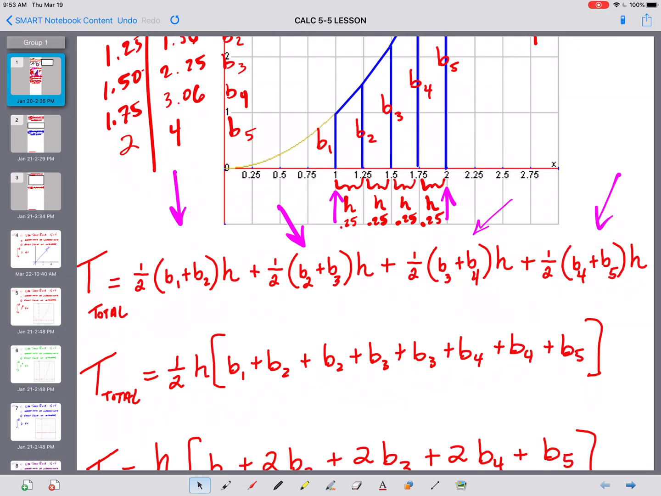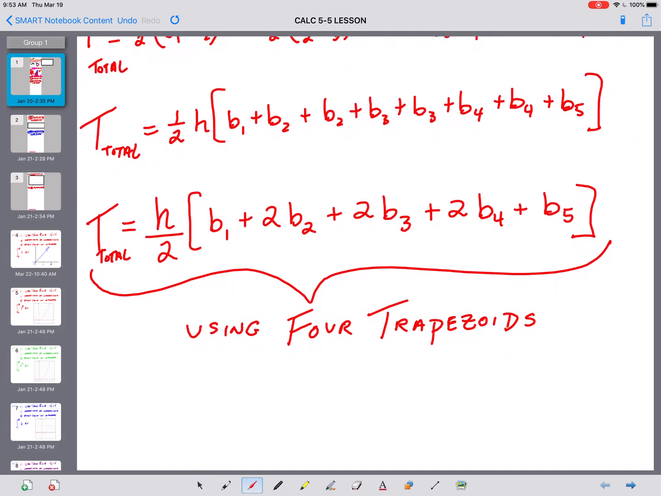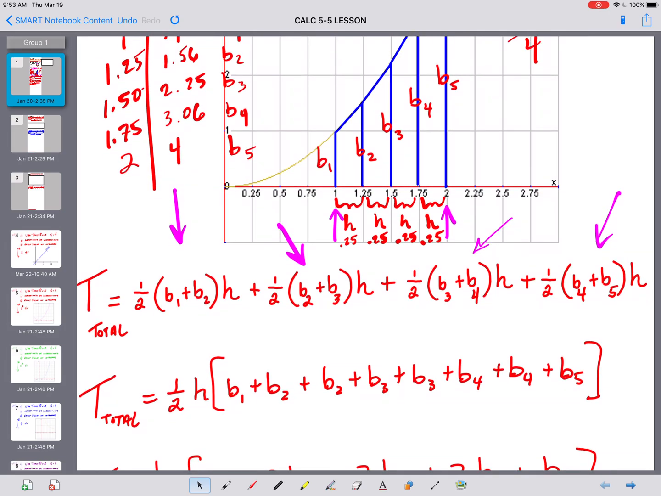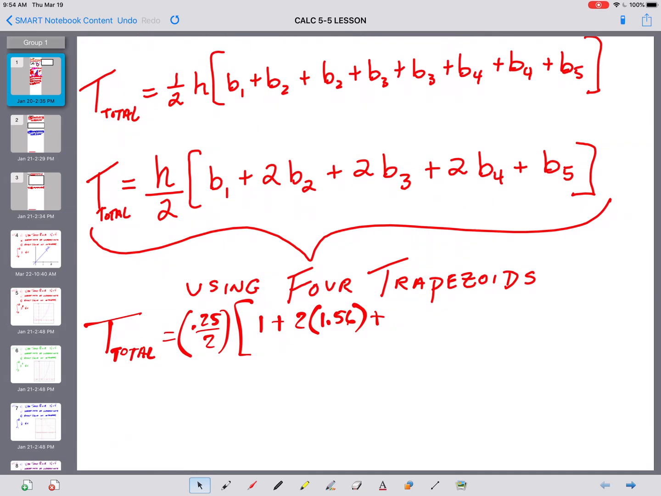Okay, 1 and 1.56. Here we go, let's do it. The total. This is trapezoid, T for trapezoid. The H, we already figured that out, 0.25, divided by 2. Big bracket, okay, base 1, 1, times 2 times base 2, that's 1.56. Plus, let's go look at base 3 and base 4, 2.25 and 3.06.